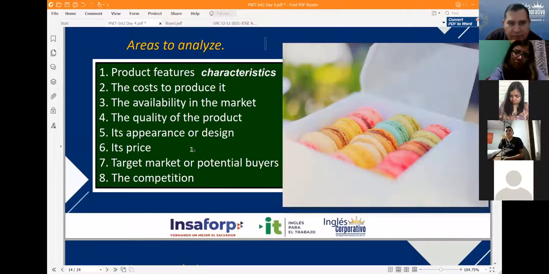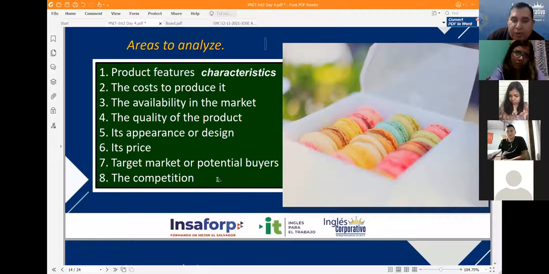Now then, the other one, it's price. How much is the asking price? How much will you sell it for? Another area, target market or potential buyers. Who will this product be aimed at? Who will you be making this product for? What kind of people will buy the product? Young people, old people, what age?